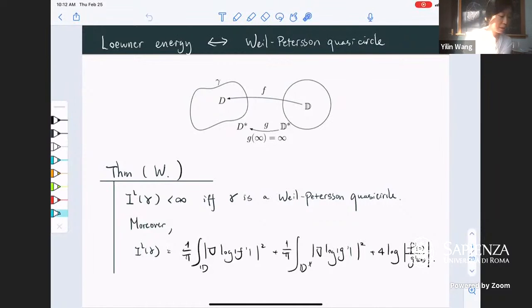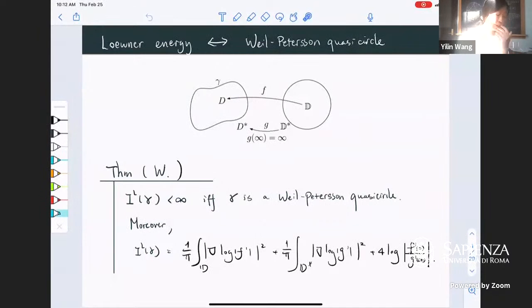And a theorem that I proved before, which Frederick also stated, is that the Loewner energy is finite if and only if gamma is a Weil-Petersson quasi-circle. And moreover, you have this identity: the Loewner energy of gamma equals this formula here.